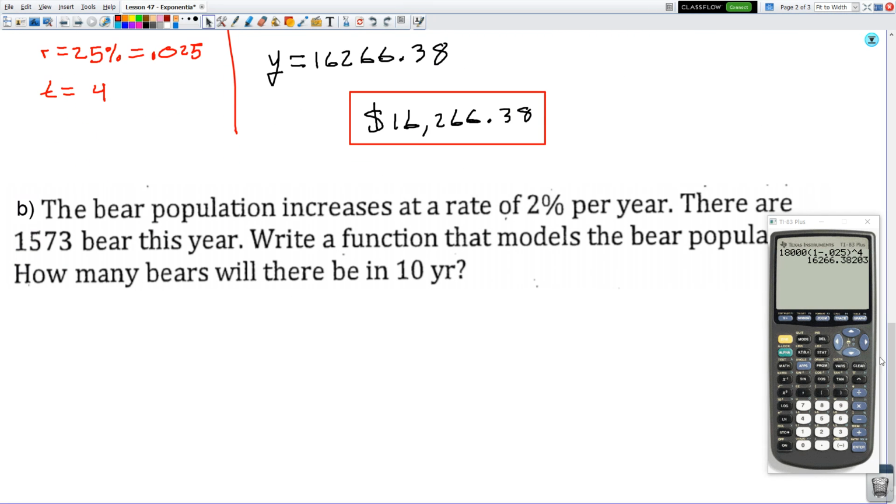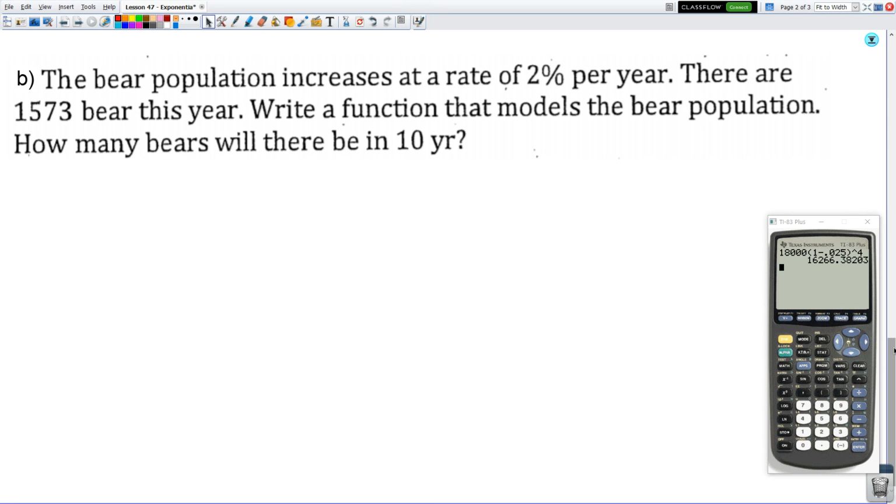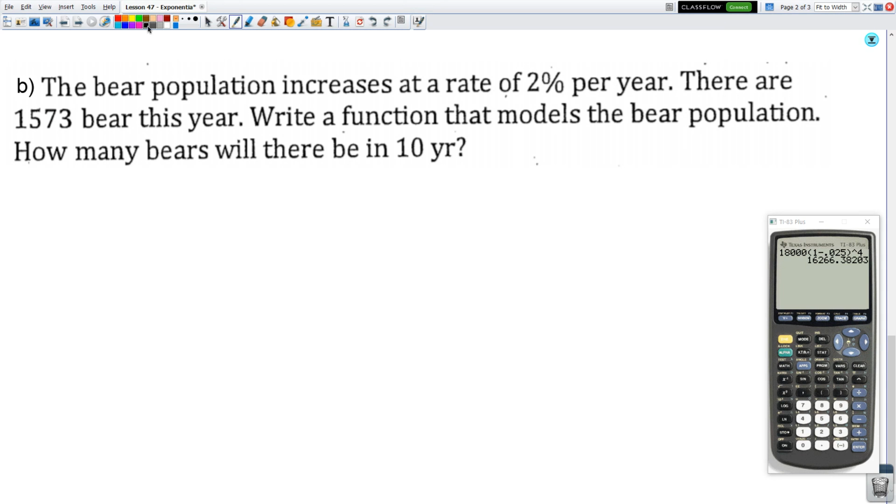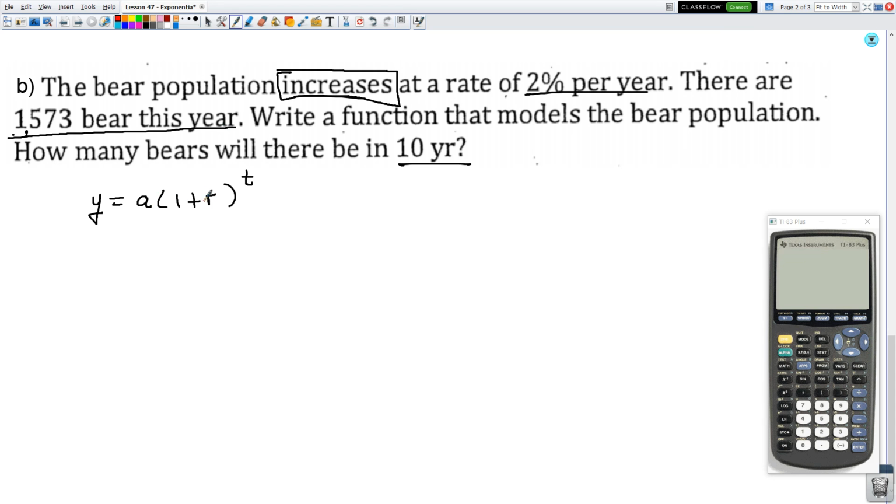Let's look at another example here. The first thing that we want to do is figure out whether this is exponential growth or exponential decay. Let's see. It says the bear population increases at a rate of 2% per year. There are 1,573 bears this year, and we want to write a function that models the bear population after 10 years. It's telling us explicitly that this is exponential growth, because if the population is increasing, then the population is growing. And we know the formula for exponential growth looks like this: 1 plus r, exponent t. So now your job is to figure out the value for a, r, and t.